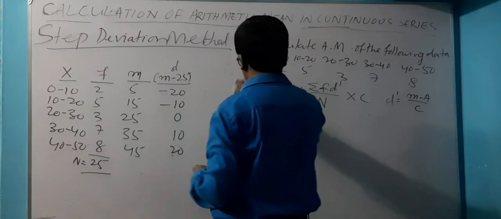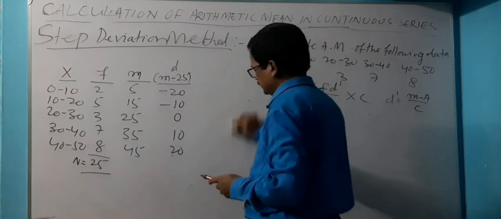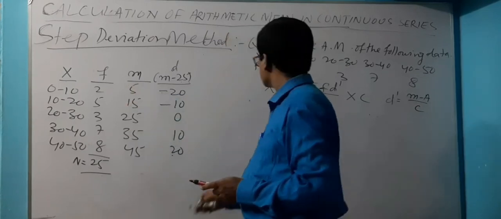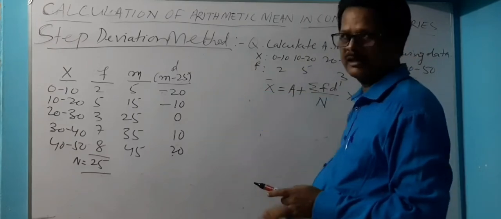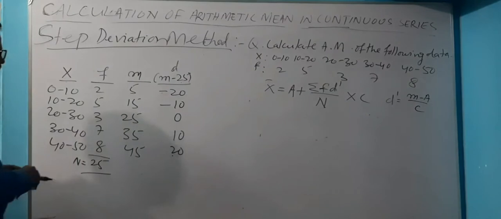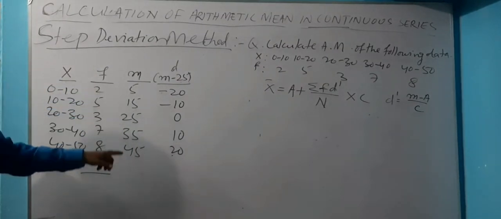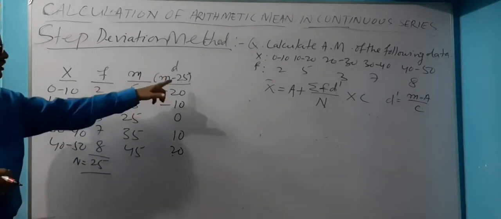Write down the question. First column x, take x values. In the second column, write down the f values: 2, 5, 3, 7, 8, as given. In the third column, take midpoints, 0 to 10. Write down this. Third column, midpoints. In the fourth column, D, that is m minus a.